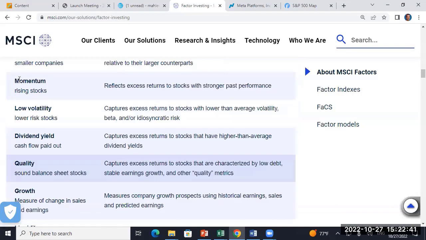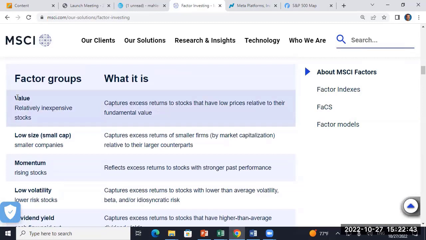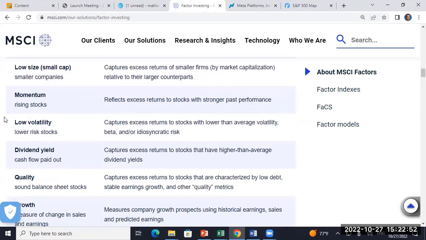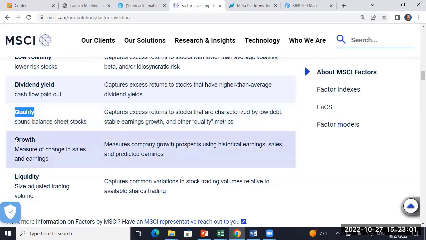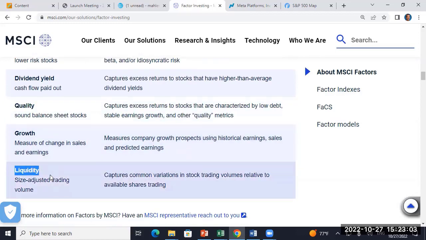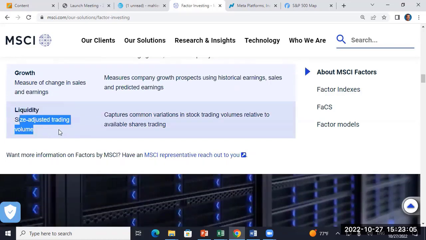So these two contradict each other, don't they? Value stocks are cheap, but they're low quality. So they have that in there. They prefer inexpensive stocks, but then they have quality in there. Quality stocks are more expensive. So their model has both of those things in there. They have growth in there as well. They have liquidity. Liquidity, they look at trading volume, but they don't tell you exactly how they do it. Why? Because you're supposed to send them money and they'll do it for you.